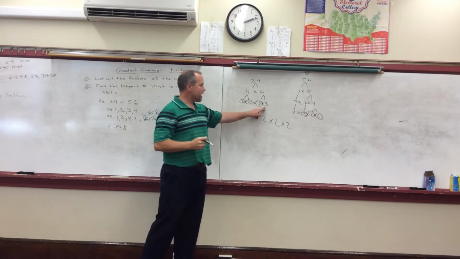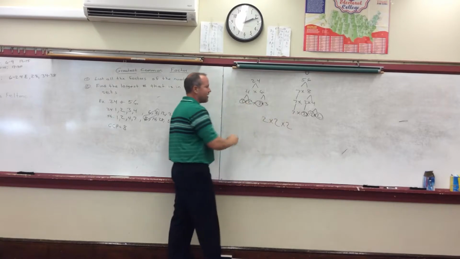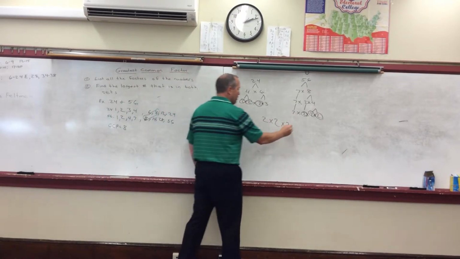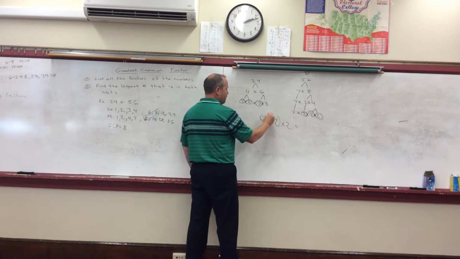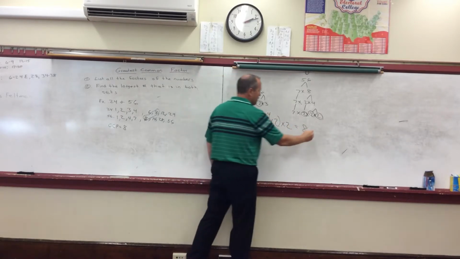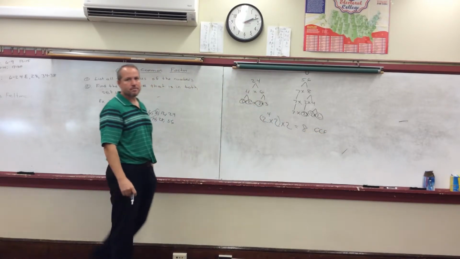Now there's a 3 in this set, but there's not a 3 in that set. There's a 7 in this set, but there's not a 7 in that set. So we have all the pairs that we can make, so now we multiply. 2 times 2 is 4, and 4 times 2 is 8. And so once again, 8 would be the greatest common factor.